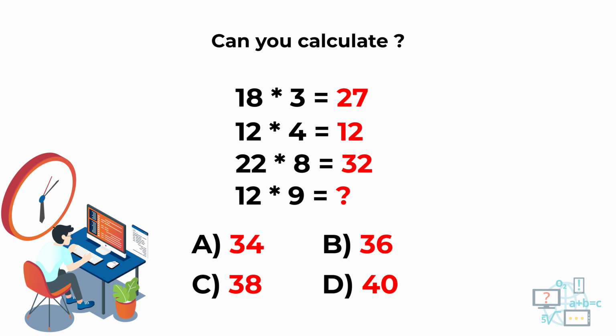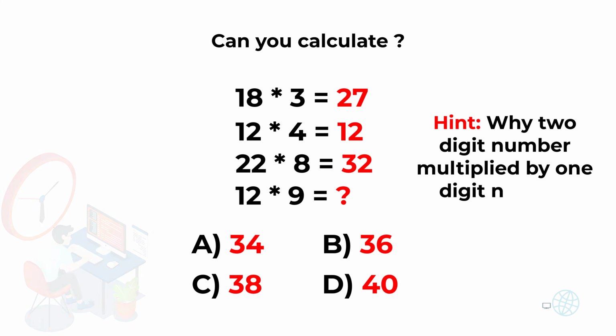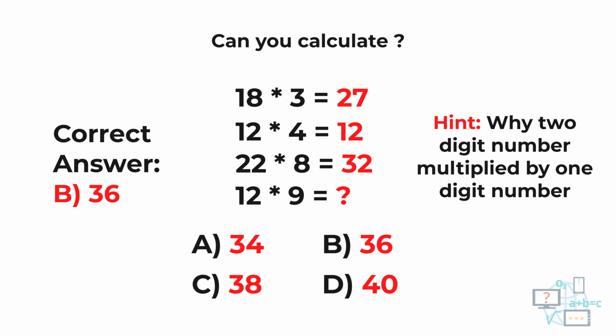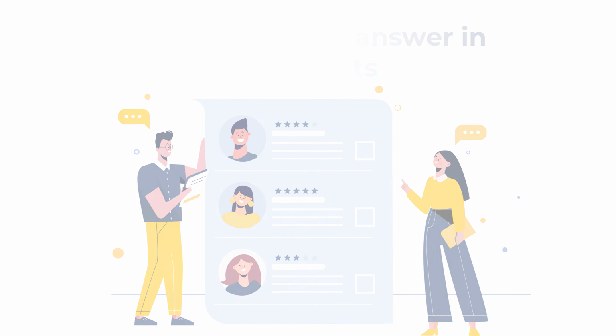I'm going to give you a quick hint. Do you know why it's always a 2-digit number multiplied by a 1-digit number? The correct answer here is choice B, 36. If you figured it out, please make sure to post your solution in comments.